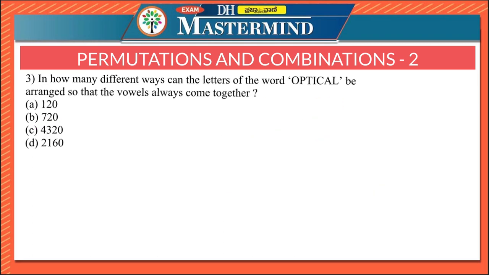Now, consider the third question. In how many different ways can the letters of the word optical be arranged so that the vowels always come together? The word optical, O-P-T-I-C-A-L, has 7 letters. Therefore, n equals 7. The condition is that the vowels should always be together. Here, the vowels are O, I and A. P, T, C, L are not vowels. They are consonants, while O, I, A are vowels.